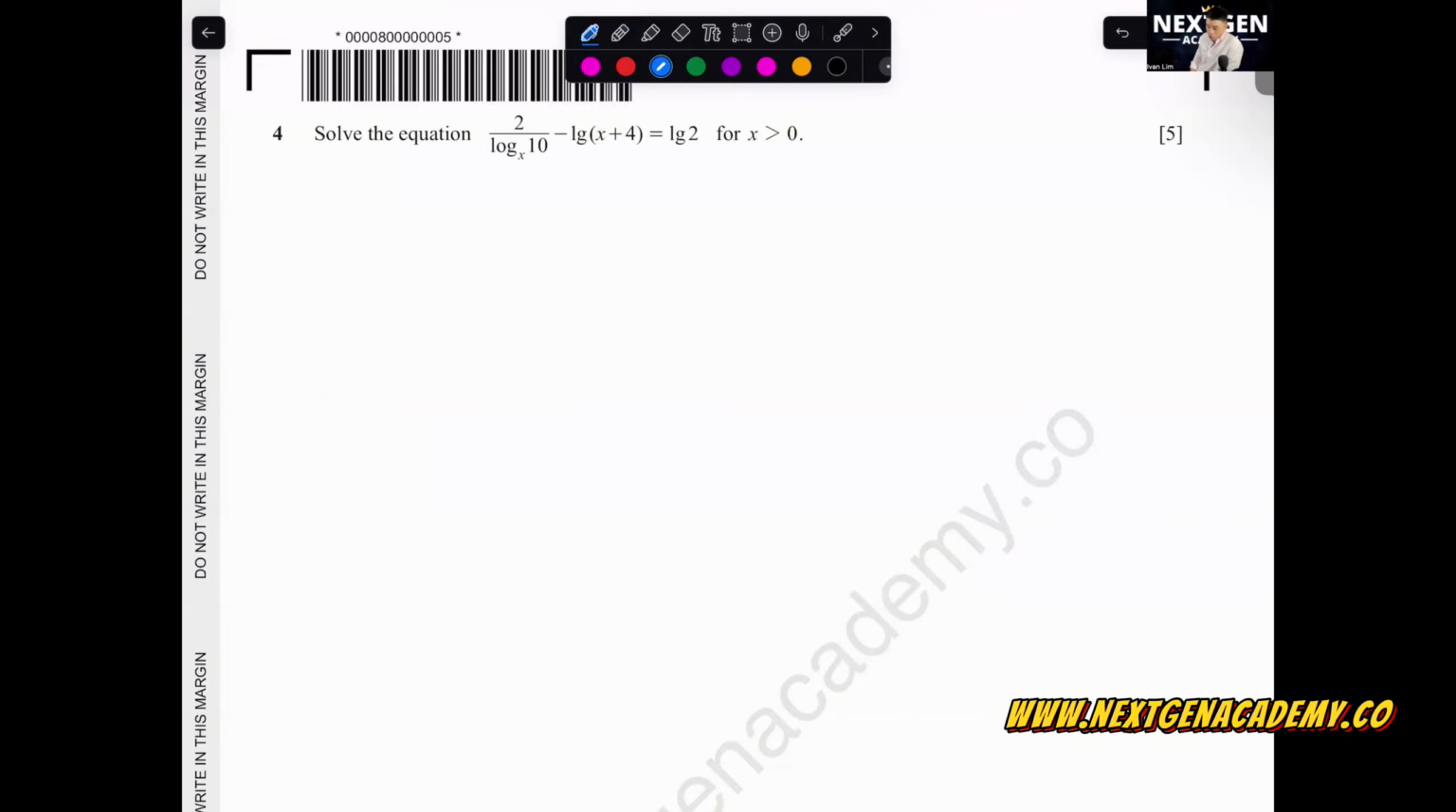Okay, first thing, we have to change all of them to be the same base. Okay, what can we do here? Is either we change both to log x or log base 10. What I will do here is I will change the log_x 10 to log base 10. Okay, how to change log_x 10? I write down like that first. Log 10 over log x. Log 10 is 1, over log x. Okay, so this will be 2 over 1 over log x minus log x plus 4 equals to log 2.